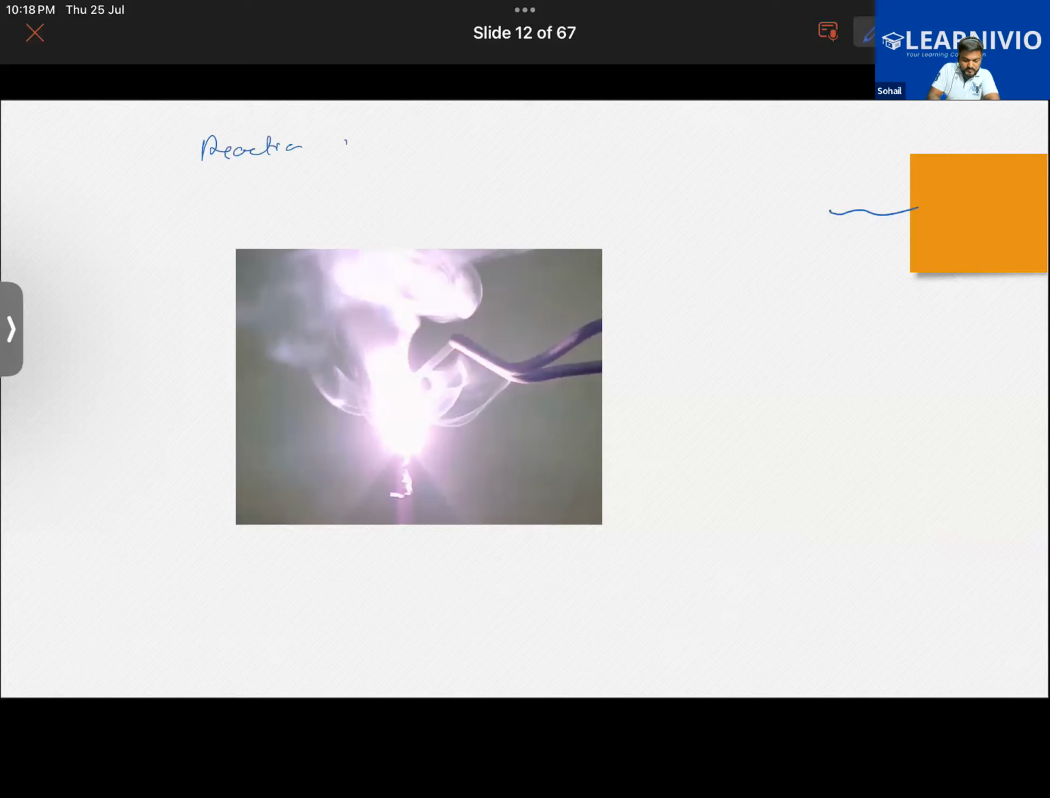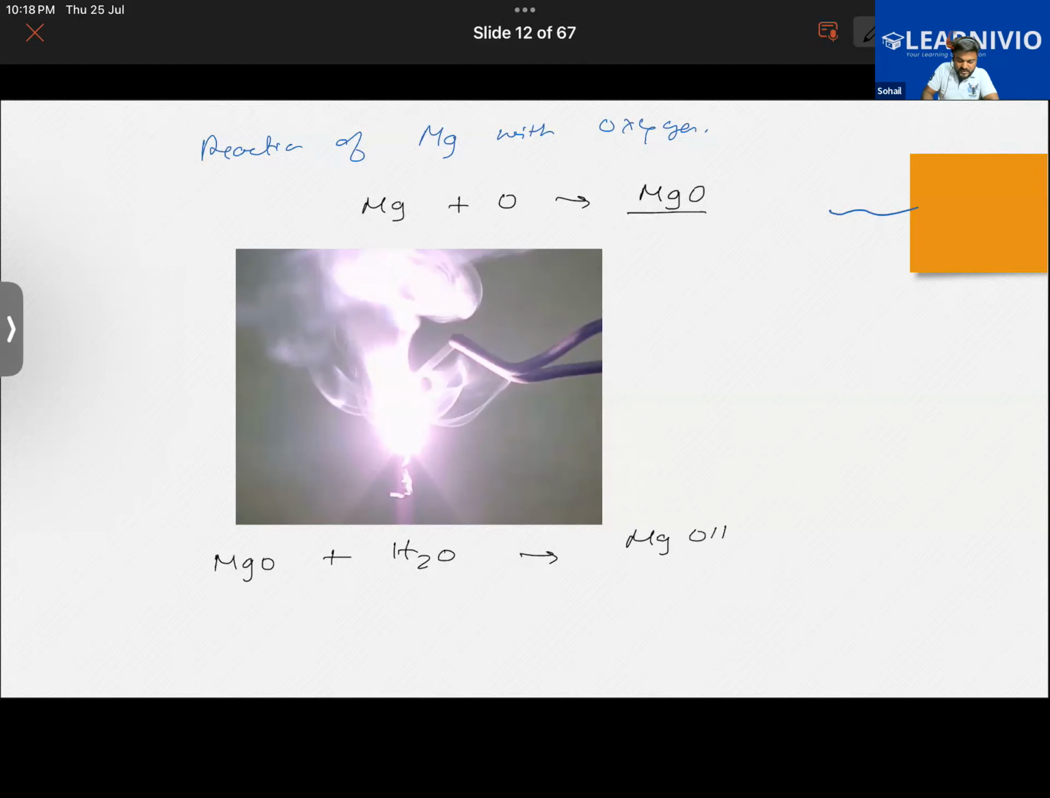Reaction of magnesium with oxygen is another such example. What is the special thing we have learned about this? That it's a very intense reaction and gives a bright light. The product obtained is magnesium oxide. Now, when water is added to the magnesium oxide, it gives us magnesium hydroxide.